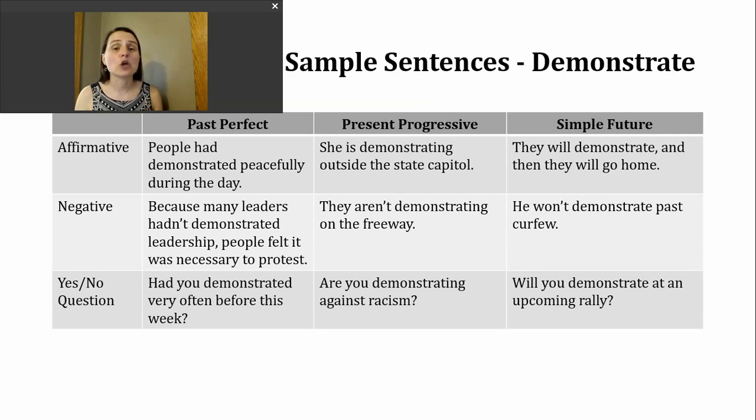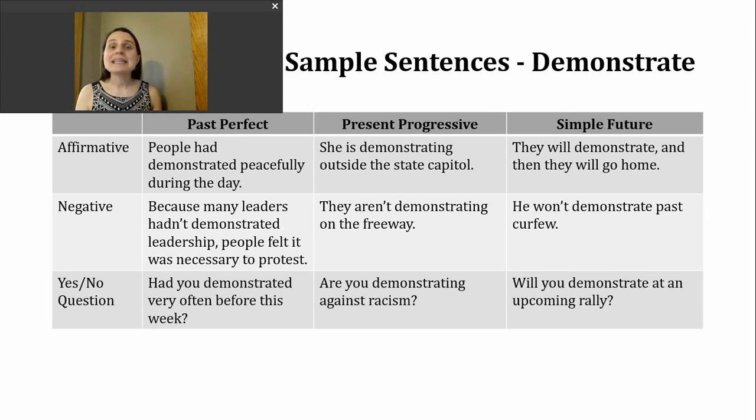Next, let's look at present progressive. We use this verb tense to discuss something that is in progress or happening right now. And we make it by using the present form of be, so that's am, is, or are, and then the ing form of the verb. Here's an affirmative sentence. She is demonstrating outside the state capitol.